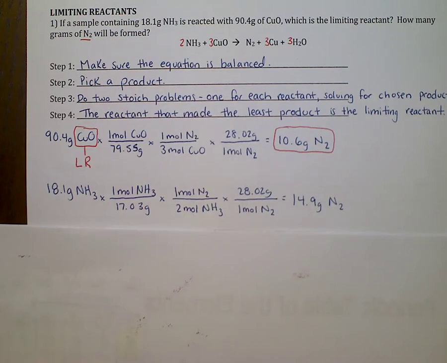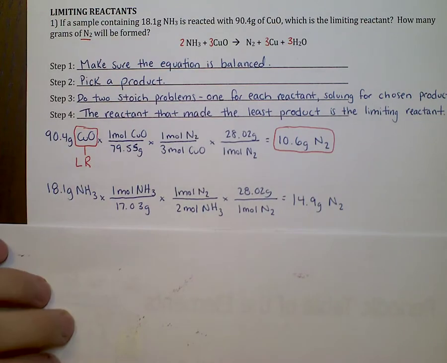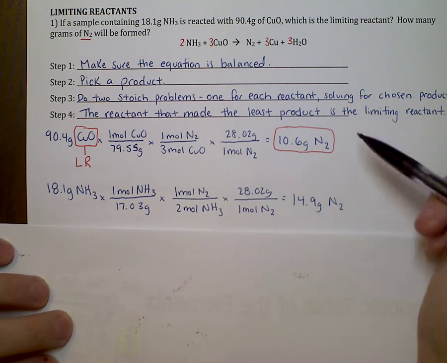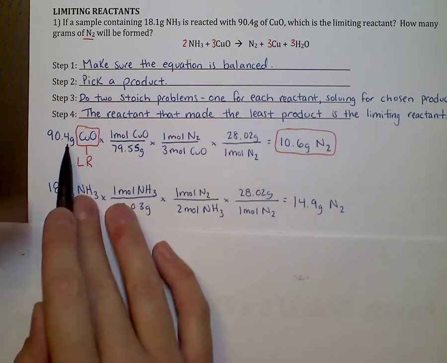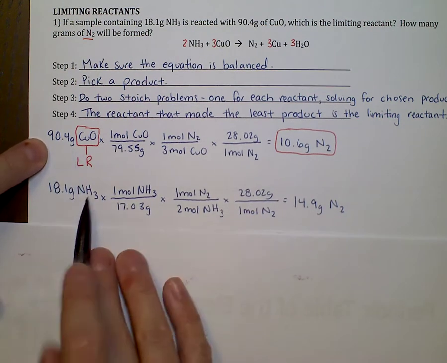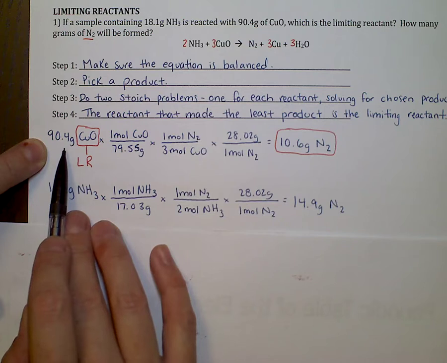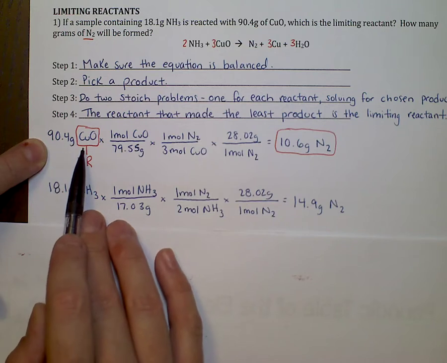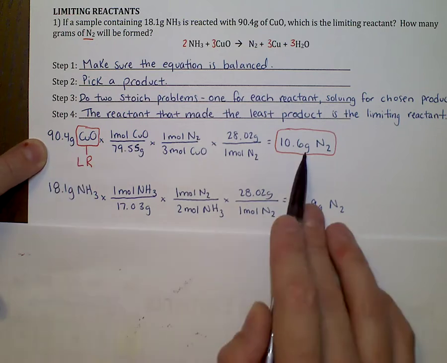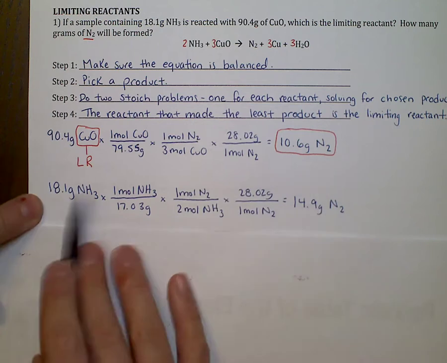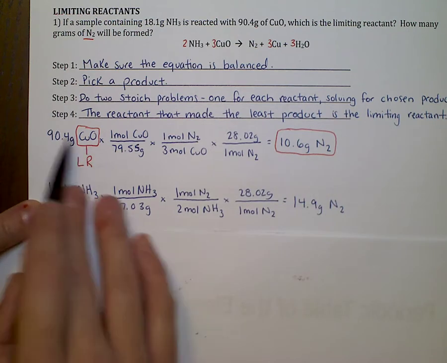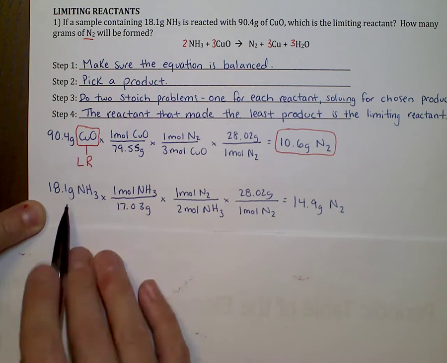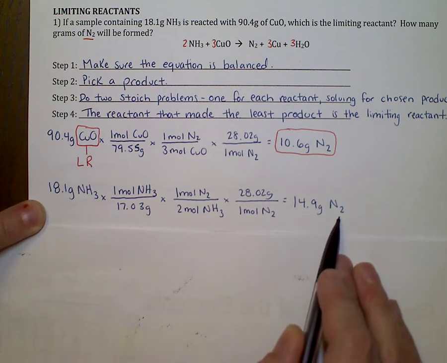So it's important, yes, to know how to do the math, how to crunch these numbers. But remember, why are we doing this? What is this math showing us? This math is telling us that if I start with unlimited amounts of my other reactant and I react all of this 90.4 grams of copper oxide, the most product I could make is 10.6 grams of nitrogen. Same idea here. If I started with 18.1 grams of ammonia and had unlimited amounts of the copper oxide, I would be able to make 14.9 grams of nitrogen.